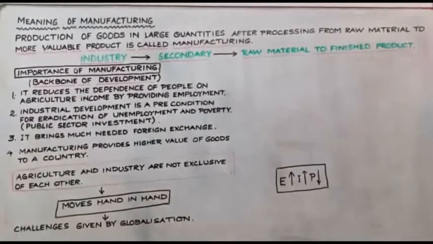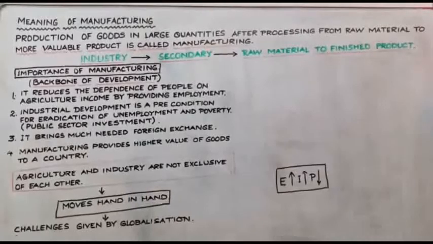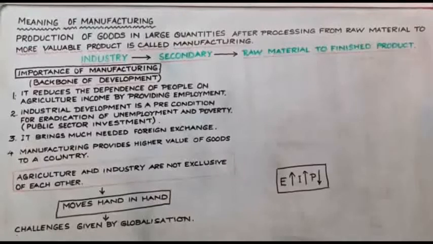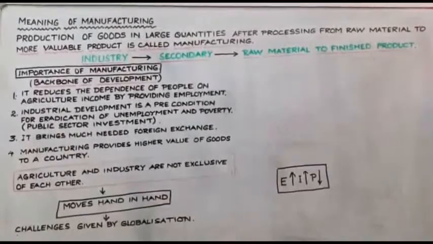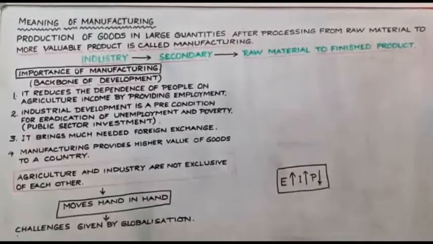Students, we start today with manufacturing industries. So let's first understand the meaning of the word manufacturing. What does manufacturing mean? Production of goods in large quantities after processing from raw material to more valuable product is called manufacturing.